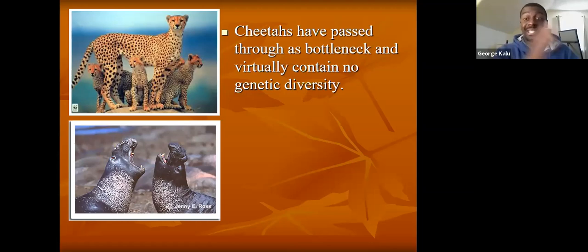Okay. And then in addition to that, they also survived another bottleneck event more recently that was due to poaching. Okay. And so people were poaching cheetahs to get their fur and their coats and things like that. That significantly caused the cheetahs' numbers to decline even further to the point where they almost went extinct. So cheetahs are one of the biggest examples of animals that have gone through a bottleneck event.